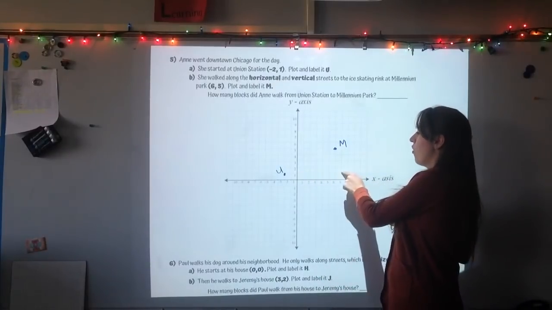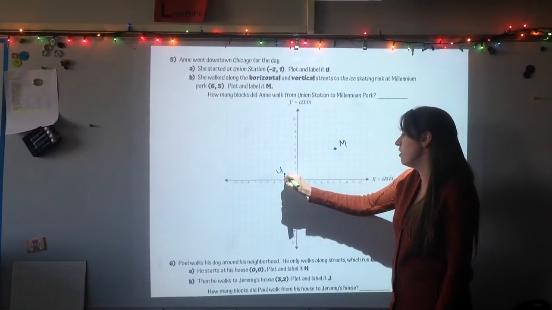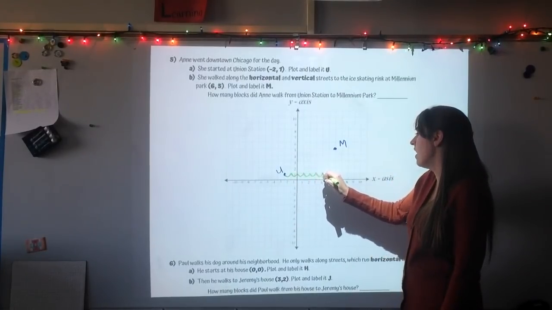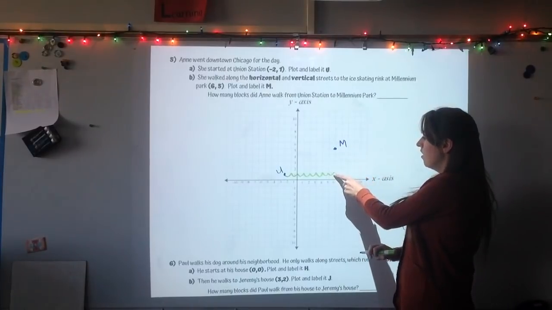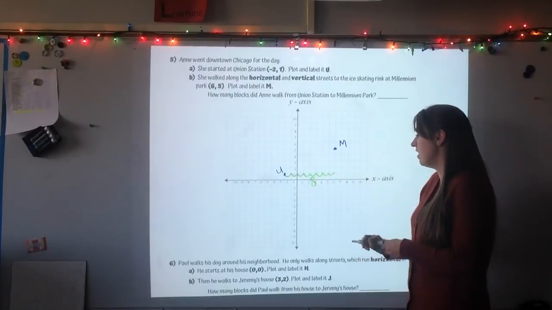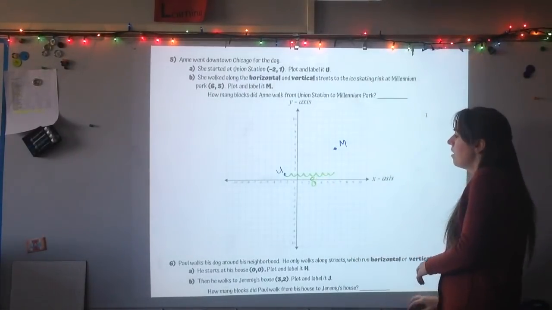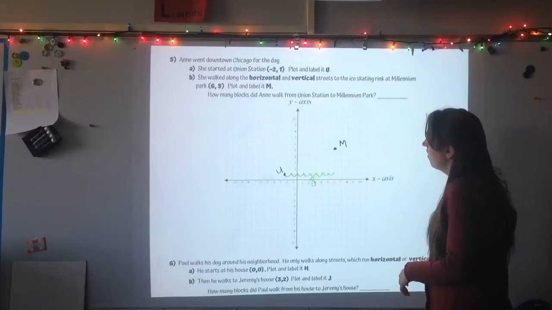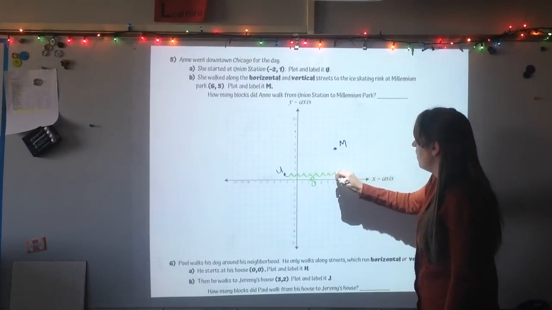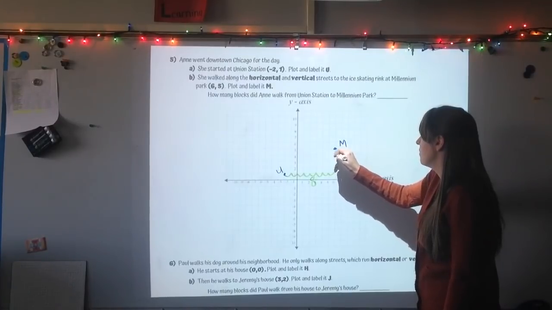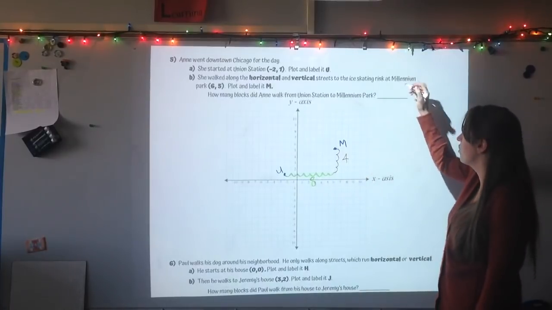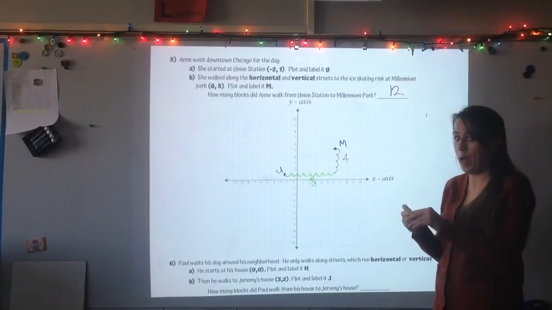So I'm going to start by going horizontally. I'm going to start from Union Station. I'm going once, twice, 3, 4, 5, 6, 7, 8 to the right, which is going to line me up with Millennium Park. So I'm going to write that I went a distance of 8 there. And then from here, now I need to go up vertically to get to Millennium Park. So I'm moving once, twice, 3 times, 4 times. So that gives me a total distance, 8 across, 4 up, which is a total distance of 12.